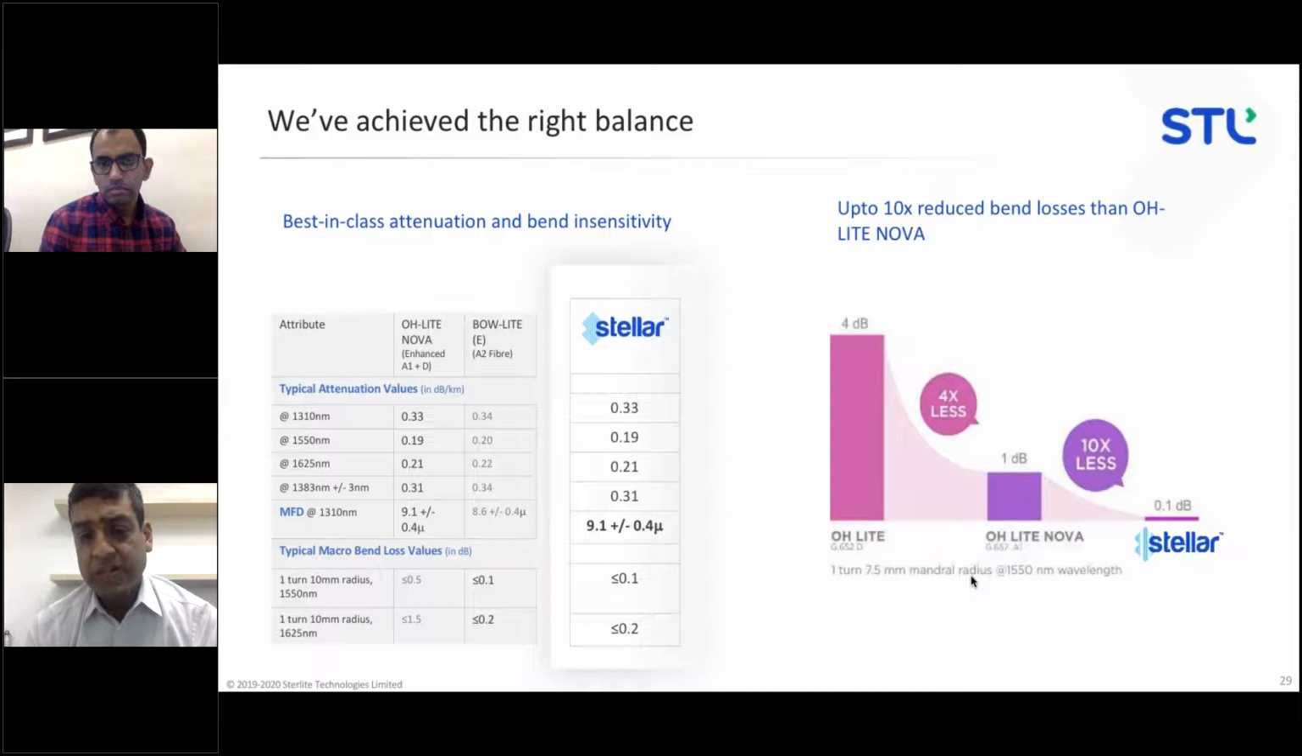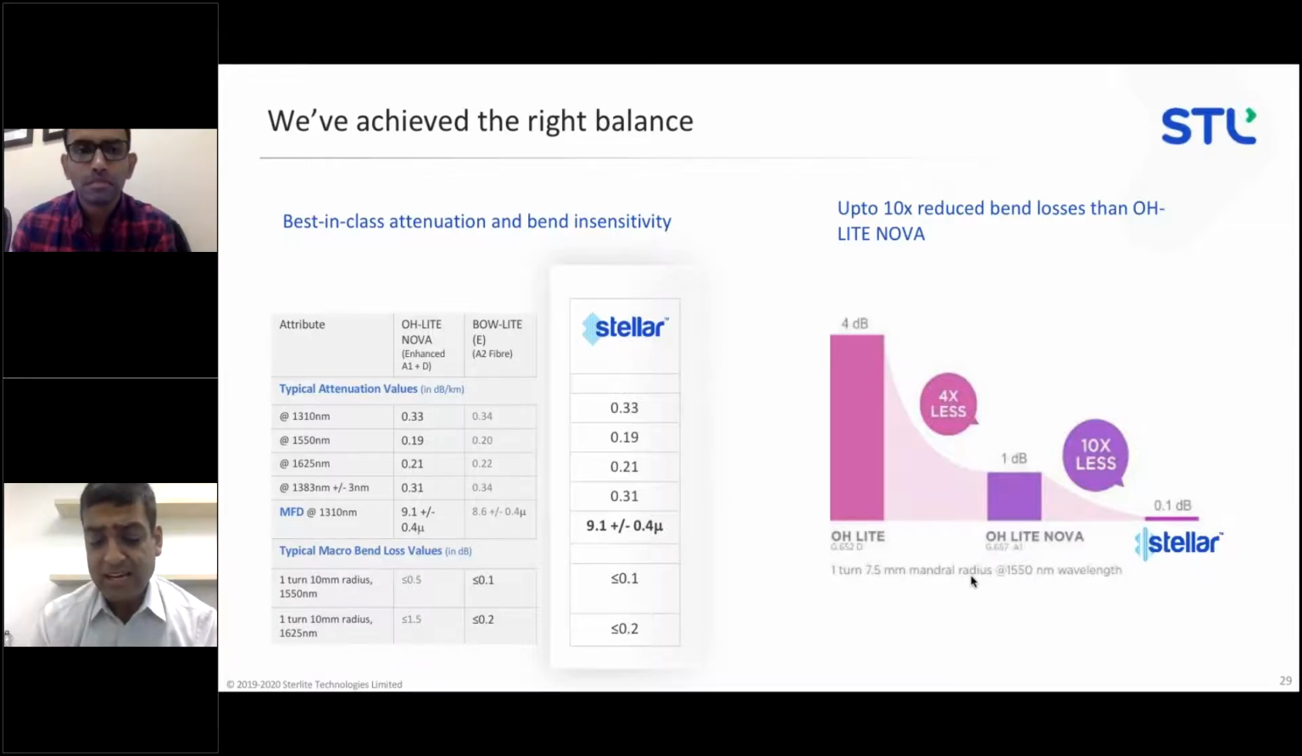Now, when you put these together, Stellar begins to find application in every aspect of the network. It can be used for future ready networks with next gen cabling. It can handle the power budgets like we showed for when we transition from NG-PON to NG-PON 2 and so on. And it pretty much can handle anything that you can throw at it at this point of time. So this fiber is first in class, and we are extremely proud to bring this to you. And we believe that this fiber is going to enable the networks of tomorrow.